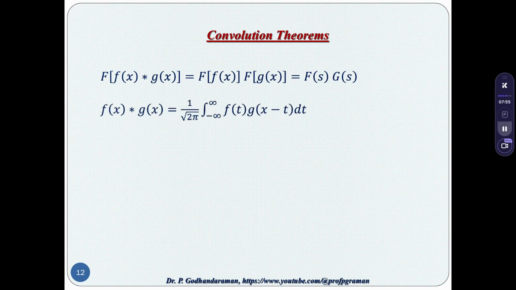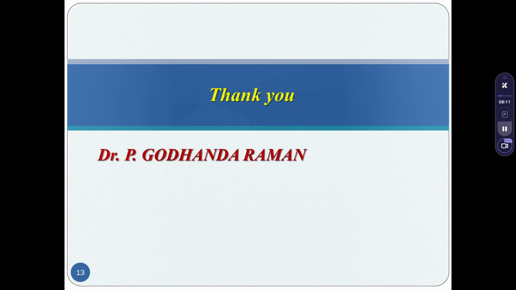Then f of x star g of x is equal to 1 divided by square root of 2 pi times the integral from minus infinity to plus infinity of f of t g of x minus t dt. So these are the formulas for the Fourier transform entire unit.